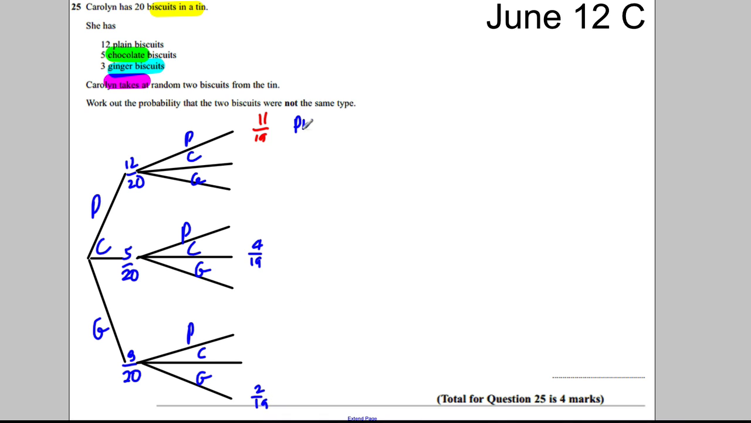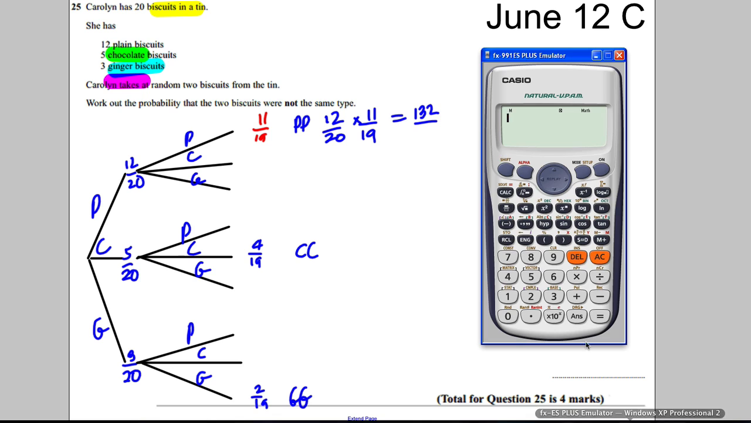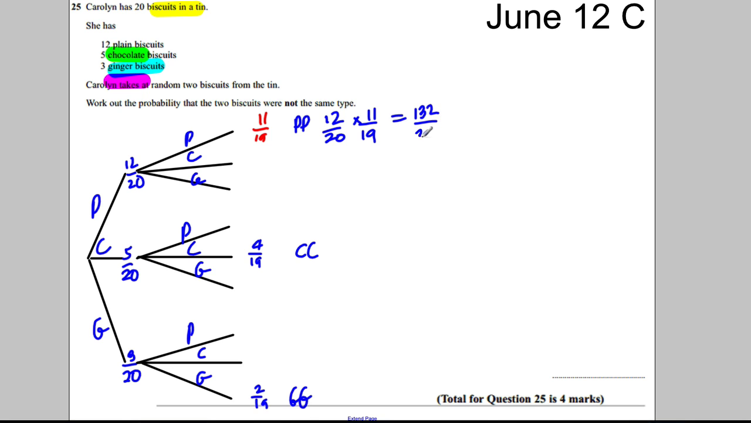I can do plain, chocolate, or ginger. So for plain, it's 12 out of 20 multiplied by 11 out of 19. 12 multiplied by 11 is 132, and 20 multiplied by 19 is 380. Chocolate is 5 multiplied by 4, which is 20, out of 380. And ginger is 3 multiplied by 2, which is 6 out of 380.